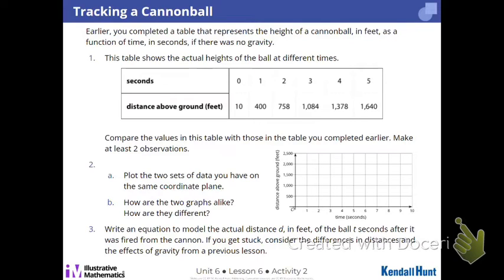So you're going to run through 1, 2, 3 here. Well, you already have the table. You're going to compare the data values and make some assumptions or make some observations. Then you're going to graph them both and compare the graphs. And after all that, you're going to try to write the equation of the situation with gravity. Don't be afraid to look back at the last lesson if you need to for that gravity piece. All right, let's get going.